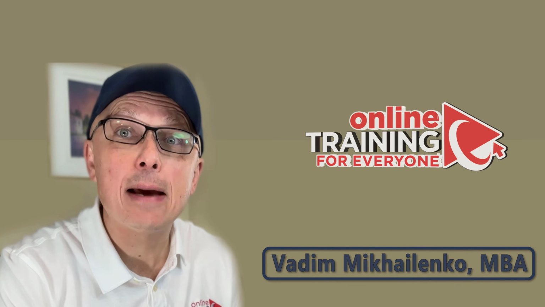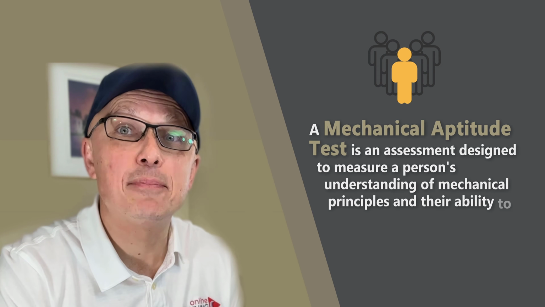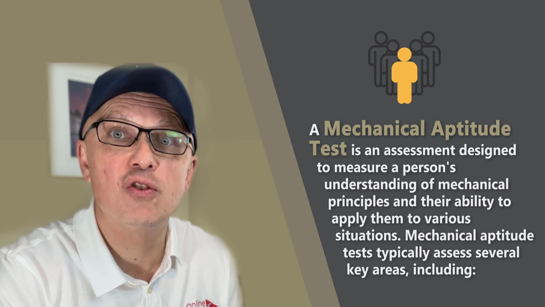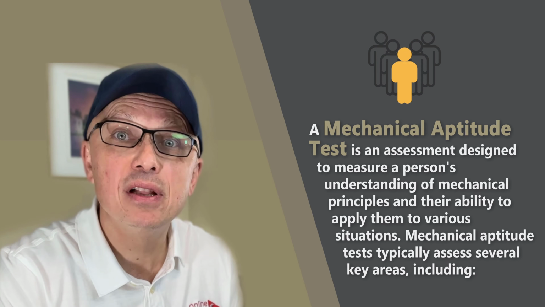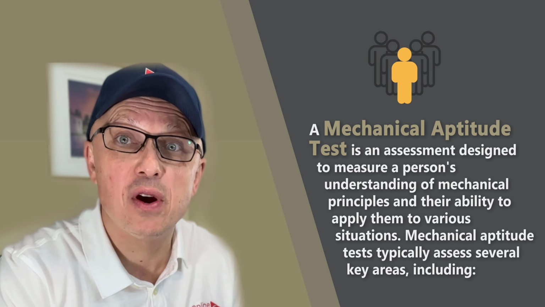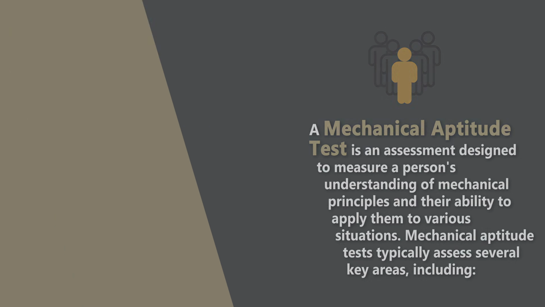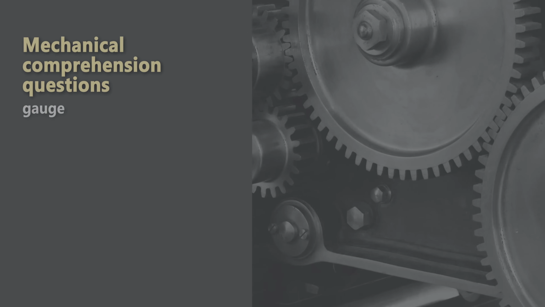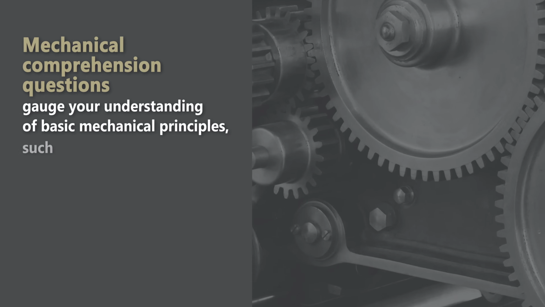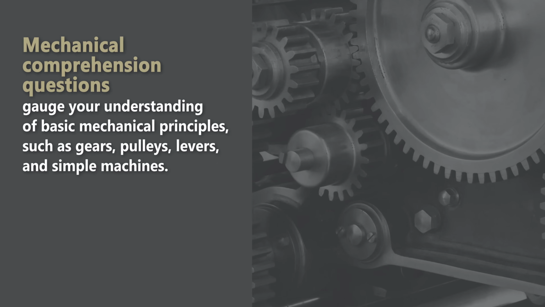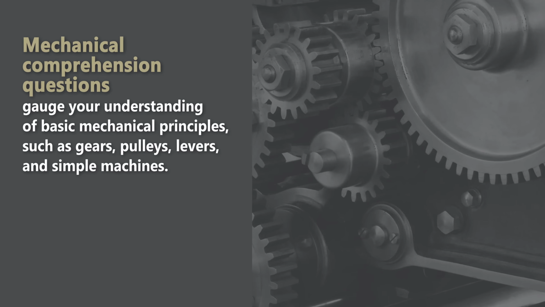In this section, we will look at some sample mechanical aptitude questions you typically see on the test. A mechanical aptitude test is an assessment designed to measure a person's understanding of mechanical principles and the ability to apply them in various situations. Mechanical aptitude tests typically assess several key areas, including mechanical comprehension questions, which gauge your understanding of basic mechanical principles such as gears, pulleys, levers, and simple machines.